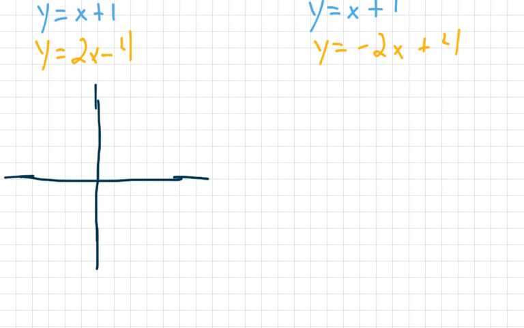Alright, so for the first equation, x plus 1, start with your 1 for your y-intercept. Up 1, right 1, up 1, right 1, up 1, right 1, and so on. Instead of up and right, you could go down and to the left. And we can draw our line.